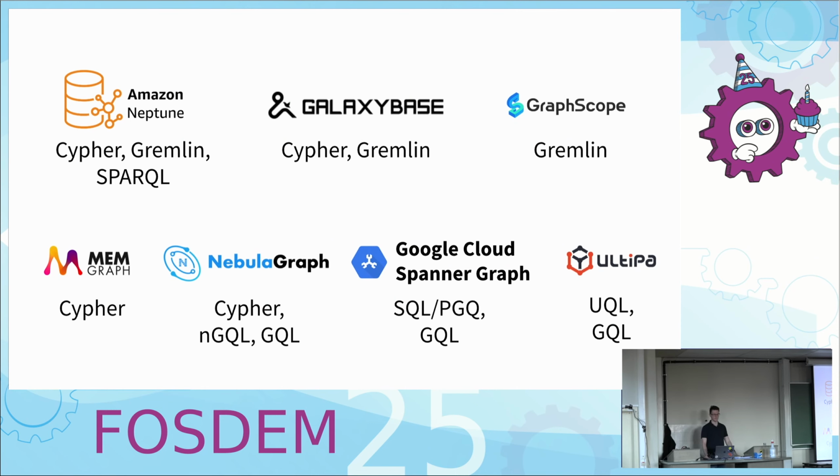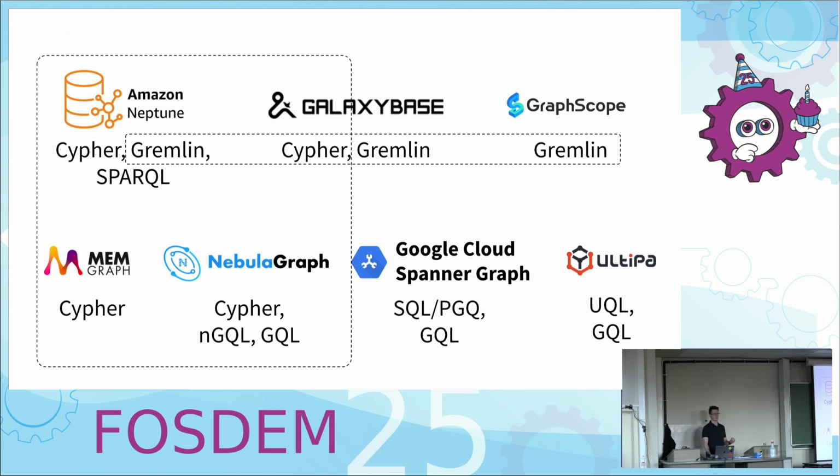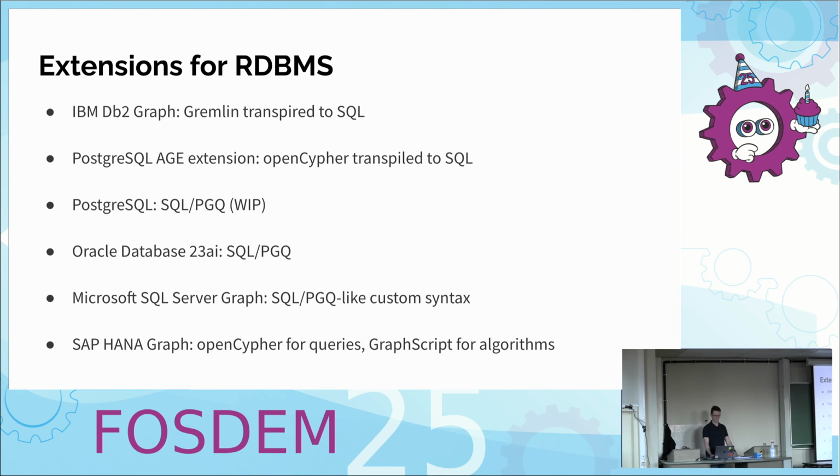Other systems in this category include AWS Neptune, Galaxybase-based GraphScope, MemGraph, Nebula Graph, notably Google Spanner Graph, which is a new player just being GA a few days ago, and Altibase. And you can see that there are three languages here: Gremlin systems, Cypher systems, and GQL systems. So it's kind of not unified yet in terms of query languages, but these are the key players.